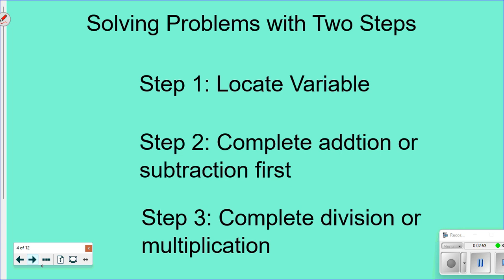Okay, I have steps for you because some people are step people. They like to know what comes first, what comes second, what comes third, and so they can solve the problem pretty easily. So I actually made some steps. I'll show you what two-step equations even look like in a second, but let's look at the steps first.